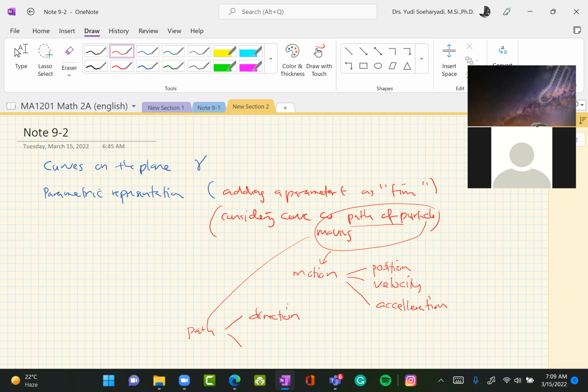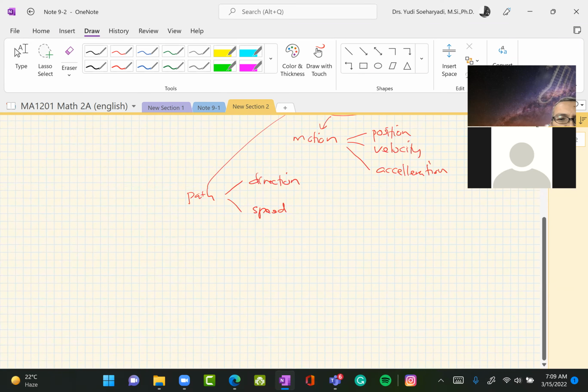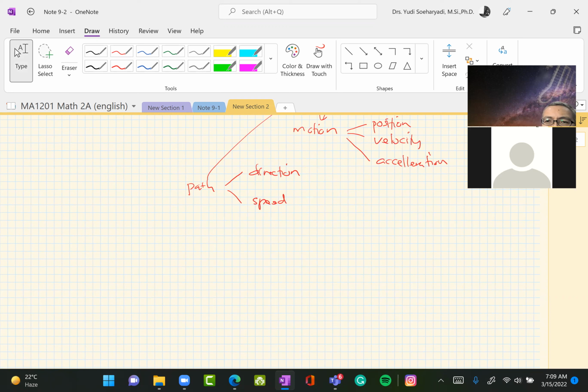Okay. So suppose you have a unit circle. A unit circle is just a curve, right? So without directions, but with a parameter, then you see the circle is the path of a particle moving in a circle. So it has directions, it has speed. Okay, so that's the basic idea of adding a parameter.